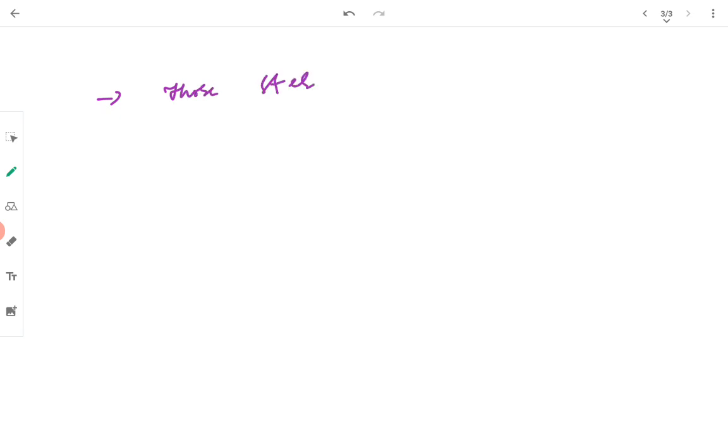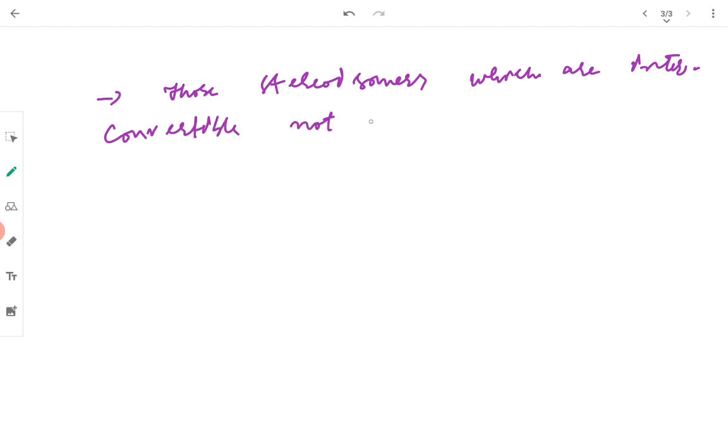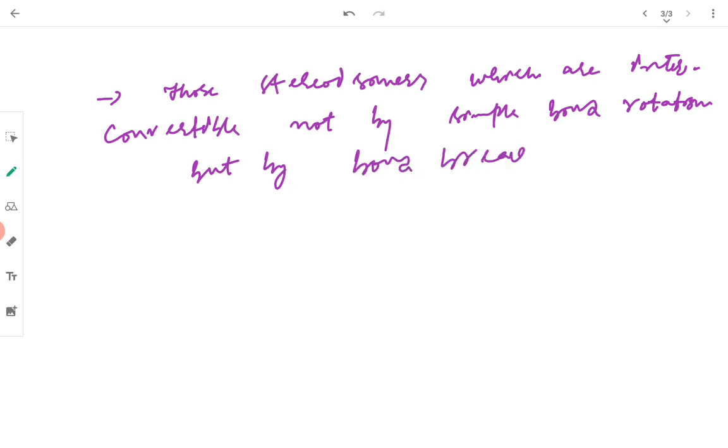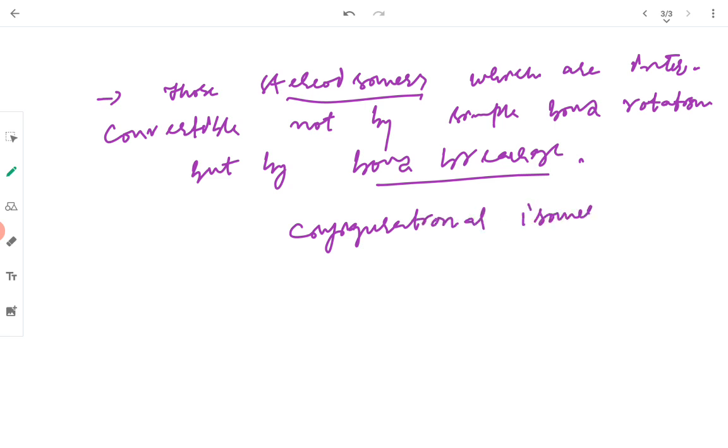So we'll define configurational isomers as those stereoisomers which are interconvertible not by simple bond rotation but by bond breakage. Such stereoisomers are called configurational isomers. इनको हम configurational isomers बोलते हैं. एक एग्जाम्पल मैंने दी आपको.